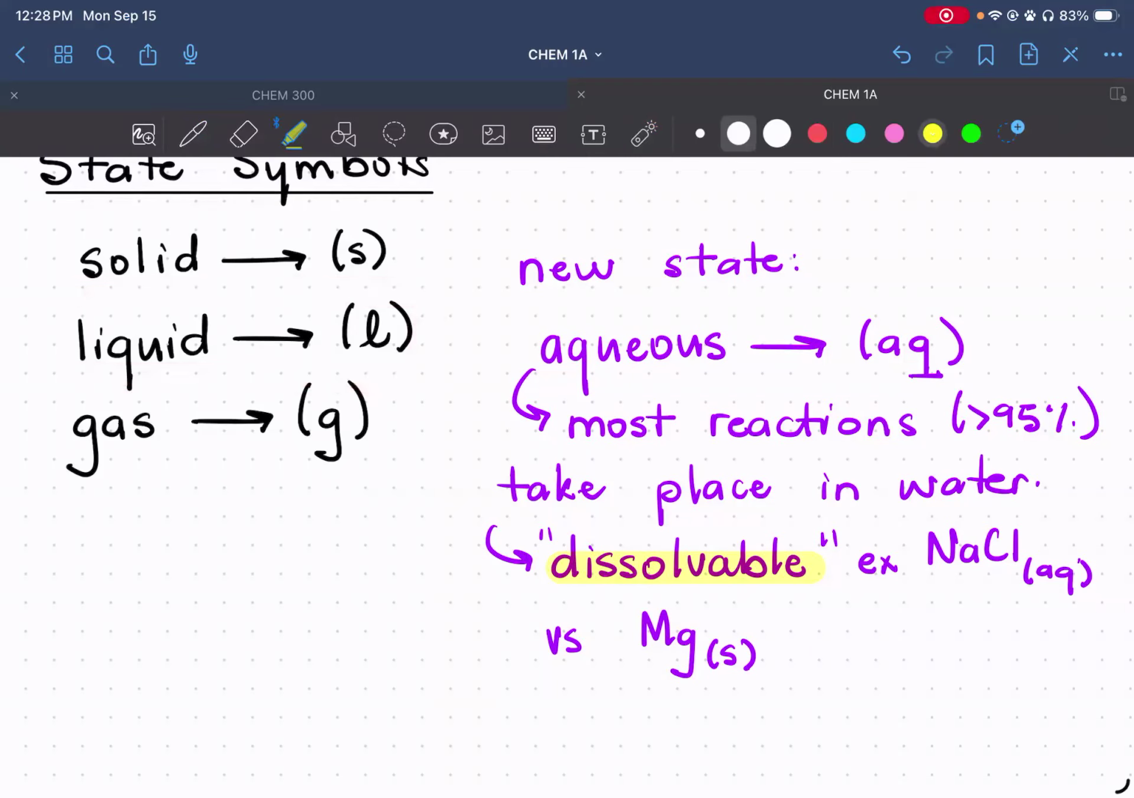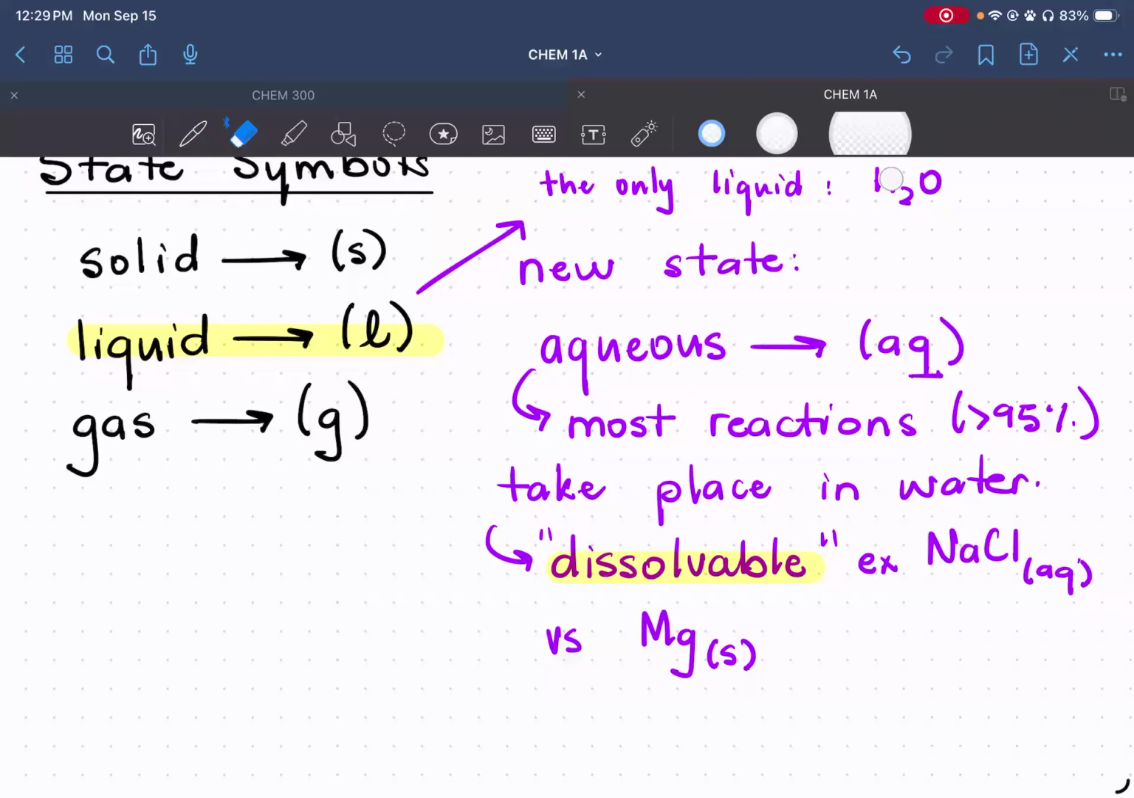When it comes to the liquid, the only liquid we encounter is water. Because, of course, water cannot be dissolved in water. It's actually the only one that's given the L state symbol. It's very, very rare to see an L state symbol for others because, again, it's all about dissolving. Water is the only liquid you will see that has that state symbol, in 1A at least.